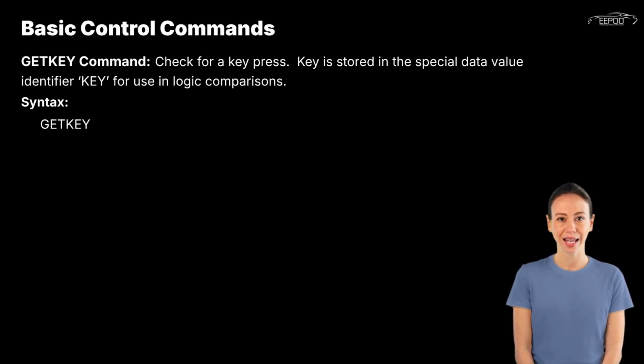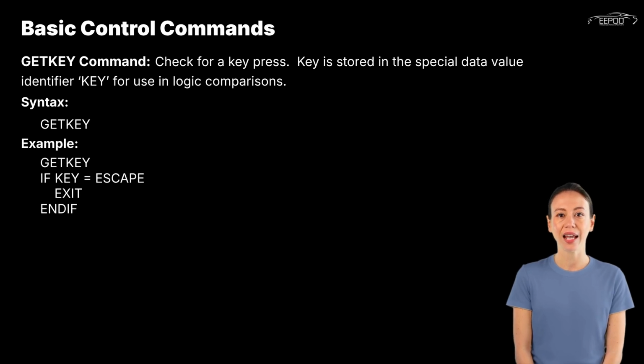After you call get key, the key that was pressed, if any, gets saved into a special variable called key. You can then use that key in your logic. Check out the example. So here, if the escape key was pressed while the script was running, it'll catch it and exit. Otherwise, it'll just move on normally.